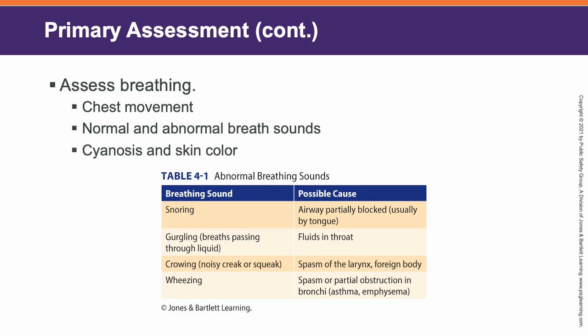All snoring is really, even in a normal person, is their airway is partially blocked, and that can be for one reason or another. Okay, if there's gurgling, that usually means that there's fluids in their throat or in their airway. Maybe they were drowning for a moment. Maybe they are bleeding into their airway. Those types of things. If there's a noisy crow or a squeak, there could be some sort of a spasm of their airway. That could be with an allergic reaction. That could be with something like that. And then wheezing is if there's partial obstruction, like asthma, emphysema, those types of things.